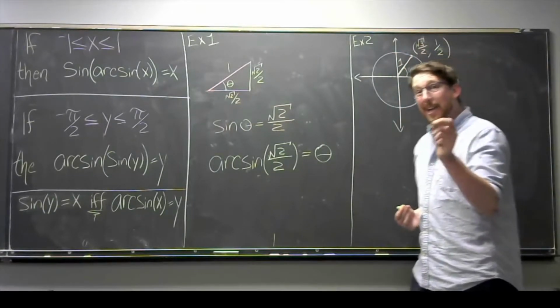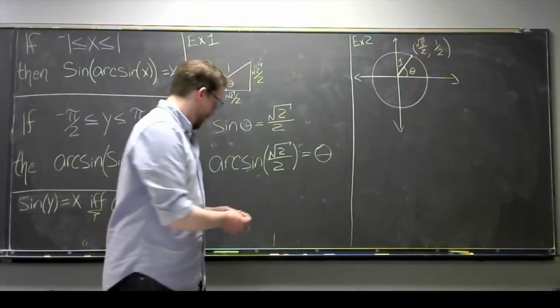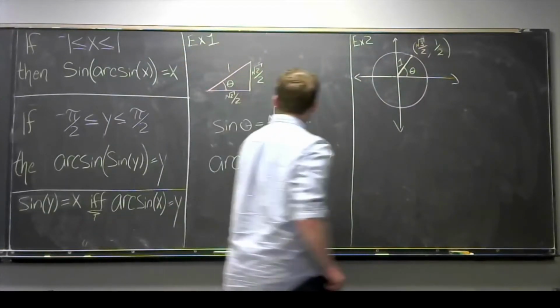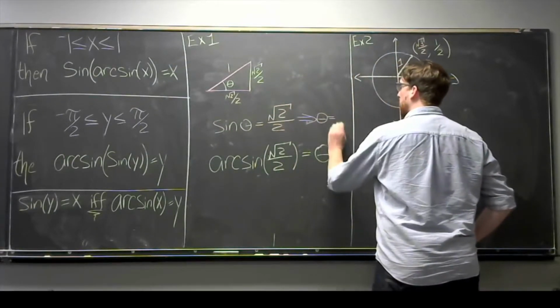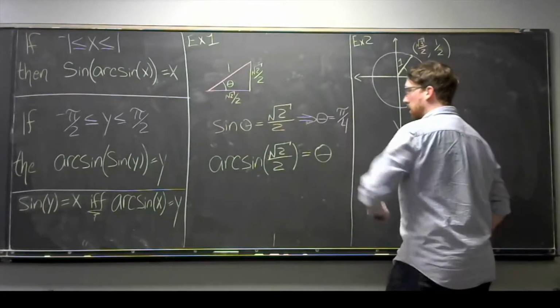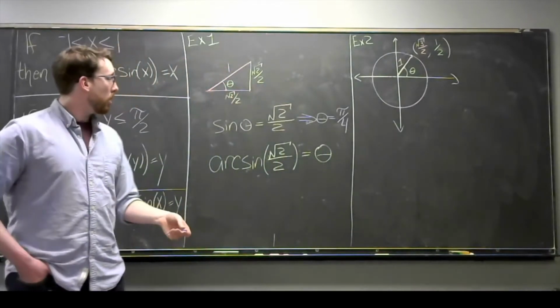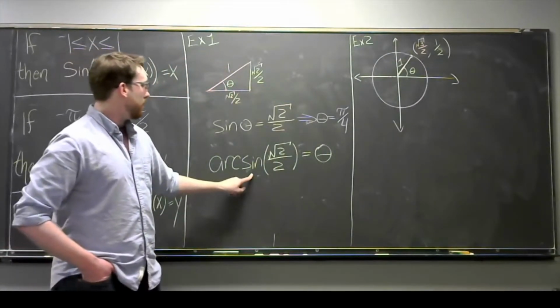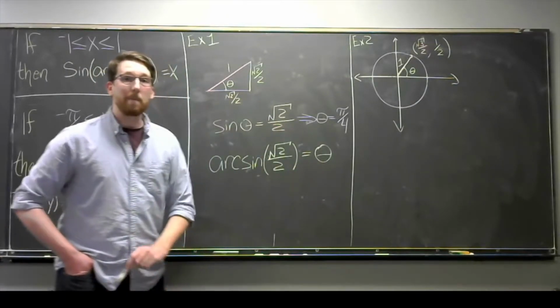The only time that can happen is if theta is equal to pi over 4. So it must be the case that arc sine of the square root of 2 over 2 is equal to pi over 4.